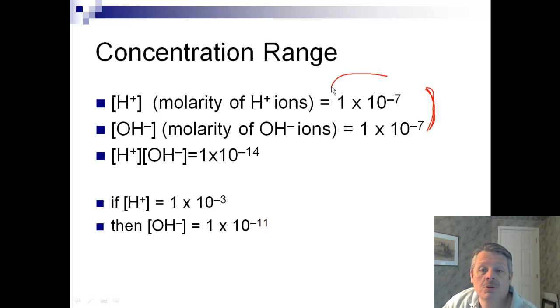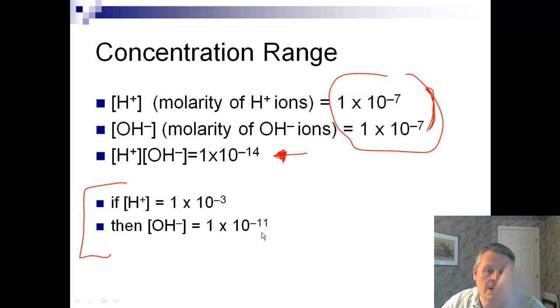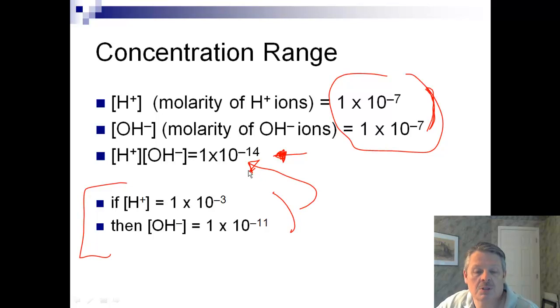Now, if you notice that these two numbers, when you multiply them together, give you 1 times 10 to the minus 14th. And that's going to be true in water, because that's going to be our concentration of H plus and OH minus ions. So if our H plus goes up, our OH goes down. So if our H plus ion went up to 1 times 10 to the minus 3, then our OH ions would go down to 1 times 10 to the minus 11th. Right? Because, again, you multiply the two of them together, you have to get 1 times 10 to the minus 14th.